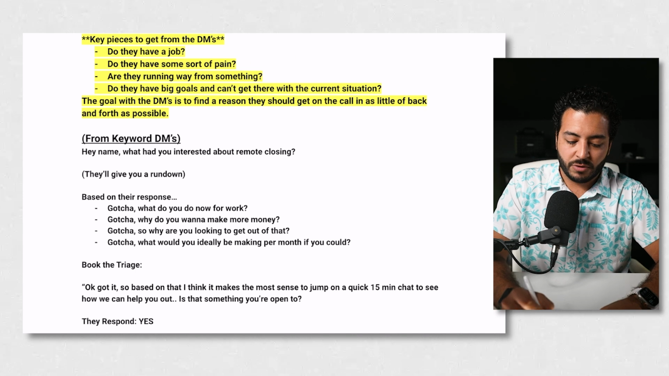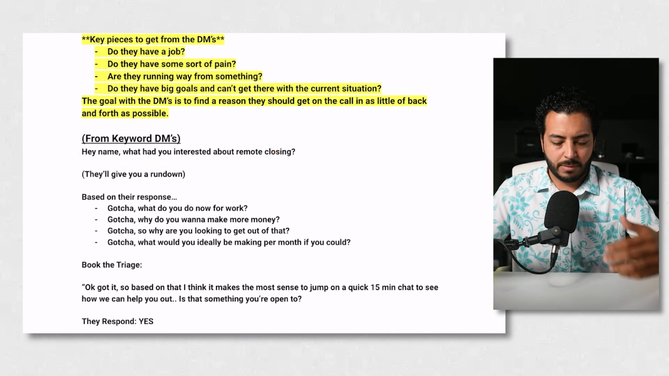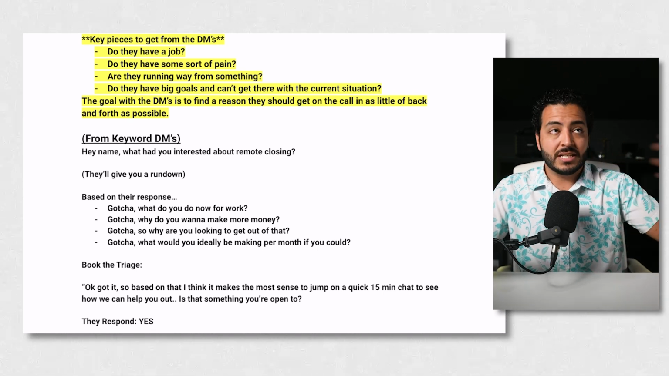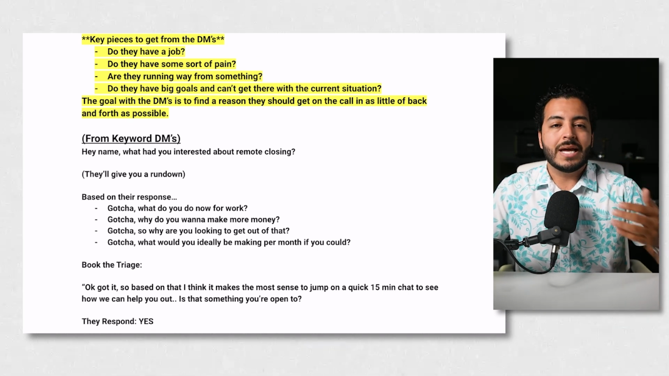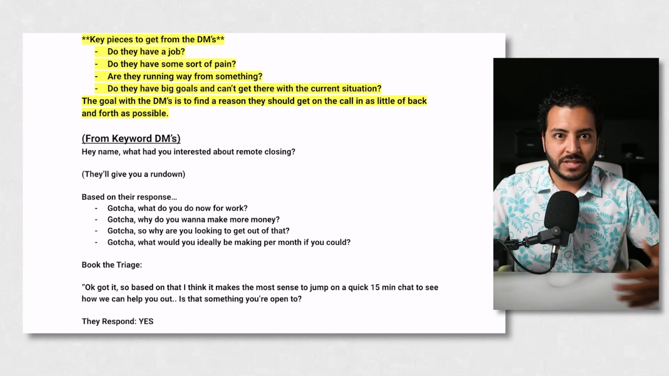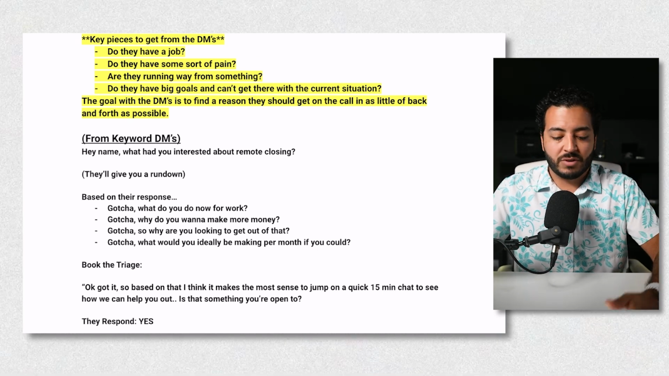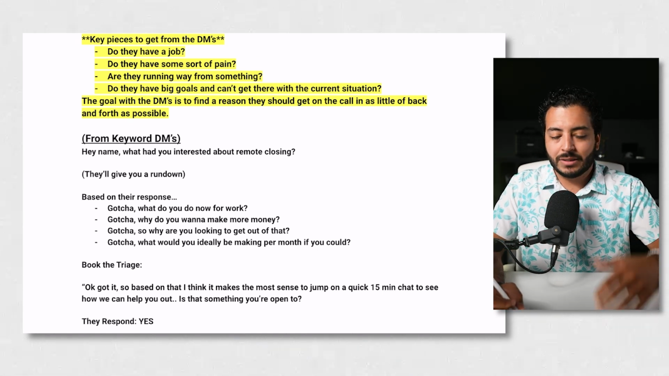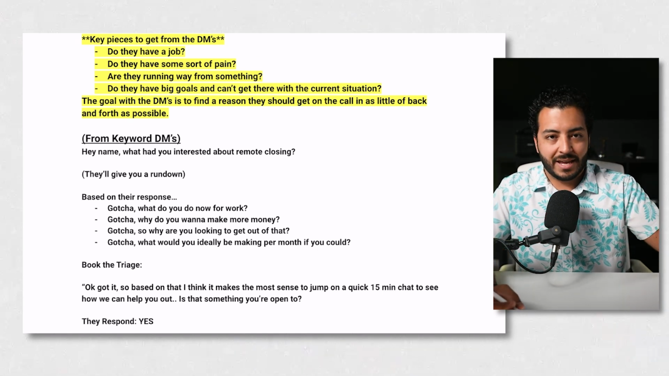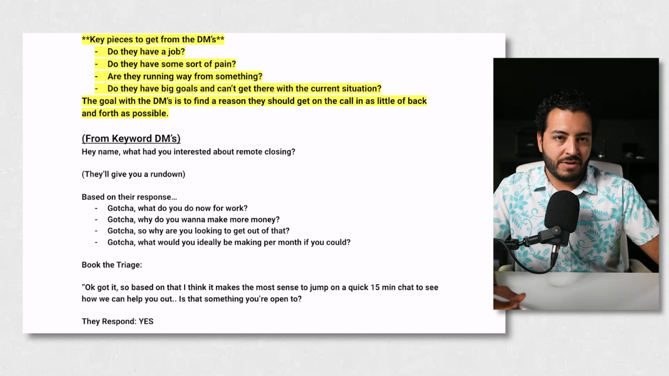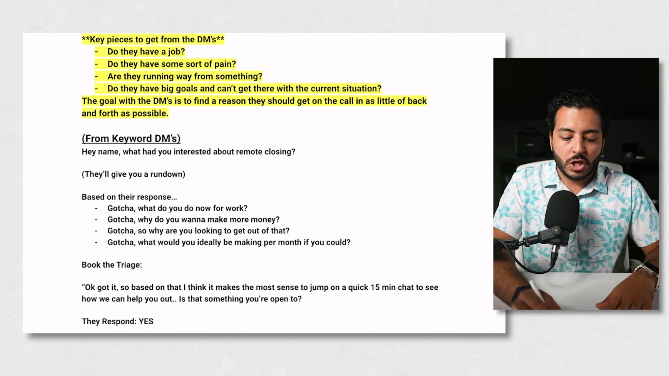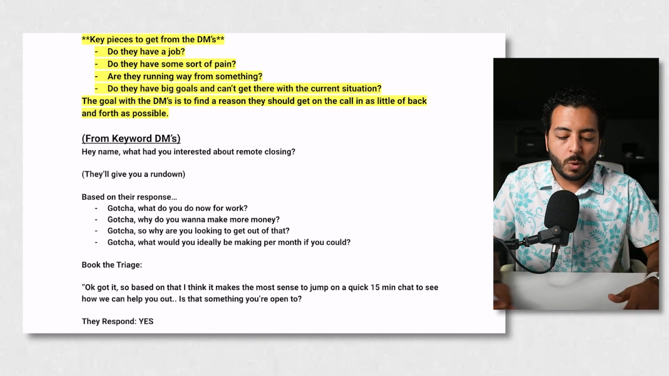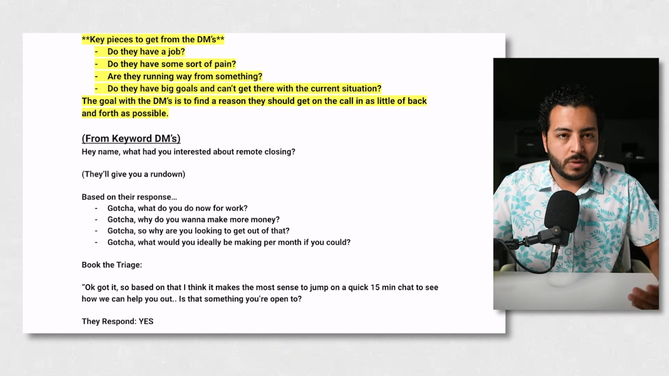So this is from keyword DM. For example, if you're on Instagram, or if someone is messaging you inbound, saying some sort of keyword, that means they're already at least a little bit interested in what you have to offer. When they send that inbound keyword, let's say RCA is our example, what we'll usually have automated go back to them is, hey, name, what had you interested in remote closing? Whether that's automated or you're setting this yourself, that's how you want to start it.